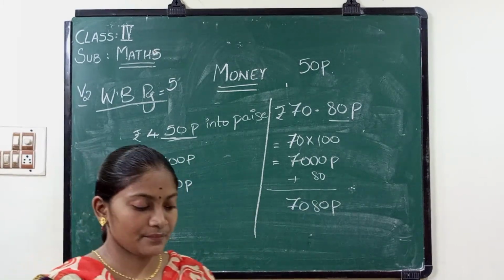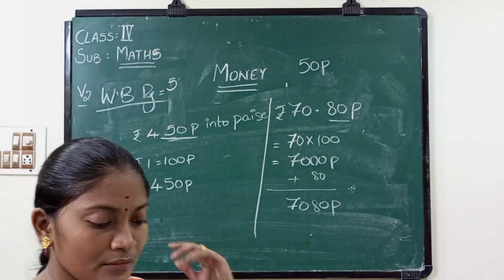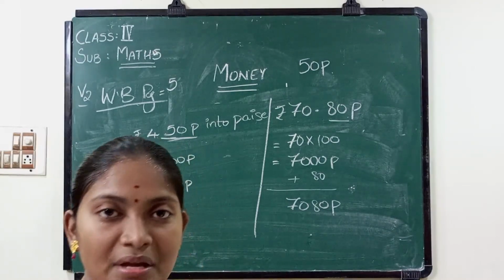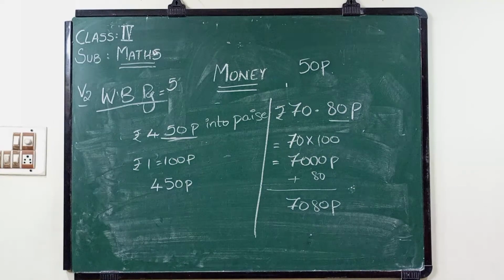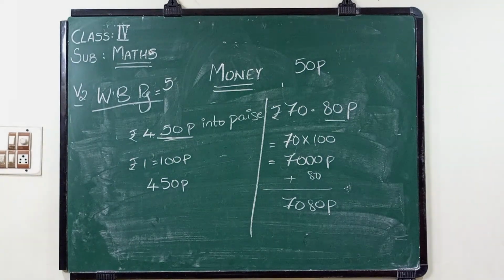Remaining all 4 sums are there now. You have to do them as homework. We can continue in the next class. And activity book, page number 5. Round to the nearest 10 is homework for you. We can continue in the next class.